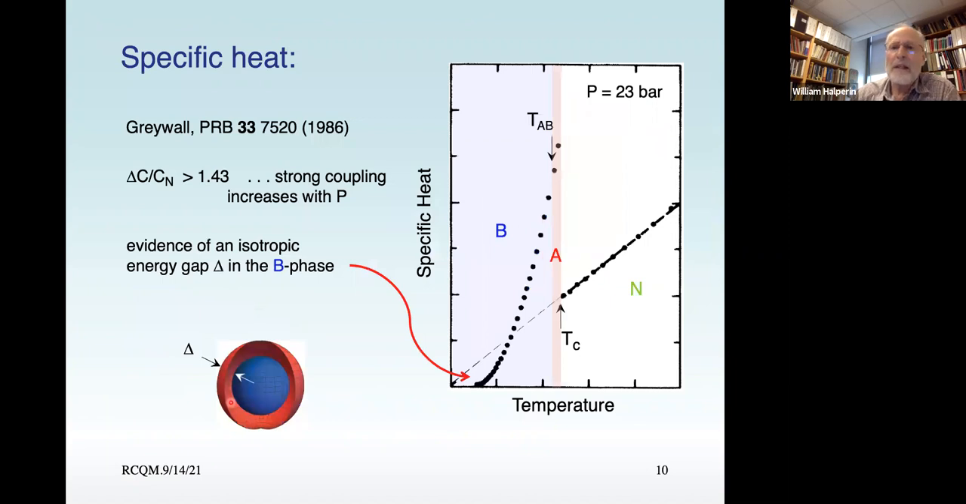And the way it works is this, best seen from the heat capacity. And here I show the measurements of Dennis Greywall back in 1986. And you can see on cooling that the specific heat has this classic jump in the heat capacity. It's almost a factor of 2 of the normal state value at high pressure. And then it decreases, and you can see it's exponentially decreasing at low temperatures, and that is a clear demonstration of the isotropic energy gap, which I've sketched down here at the bottom.